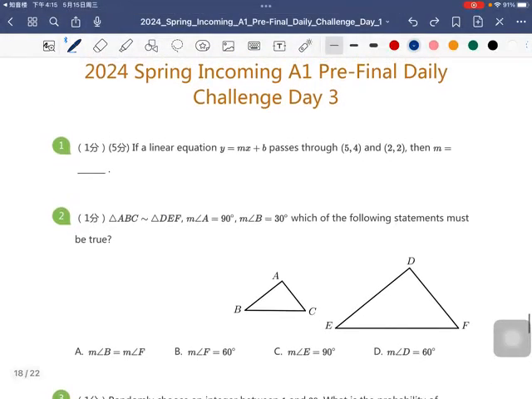Alright guys, let's take a look at day 3 here. If a linear equation y is equal to mx plus b passes through these 2 points, then what is m equal to? Okay? So here, be careful.